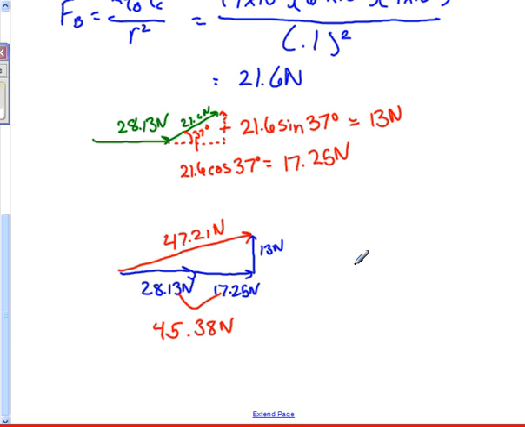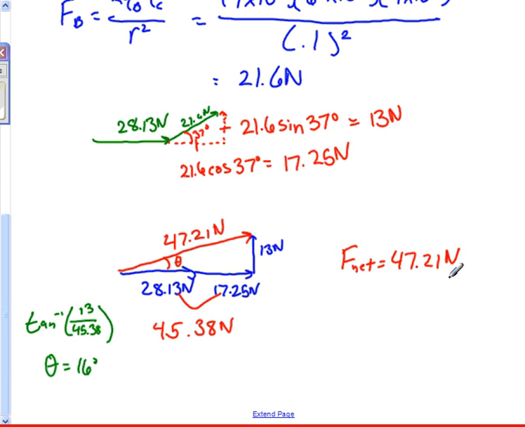So that is part of the answer, right? The net force is equal to 47.21 newtons, but we still have to figure out this angle right here. Switching gears a little bit, we can do the inverse tangent, or whatever side you want, sine, cosine, whatever. The inverse tangent of 13 divided by 45.38 newtons gives you an angle of 16 degrees. So this would be 47.21 newtons at 16 degrees. In this case, if we consider to the right as being east, this would be north of east. And there's your answer.